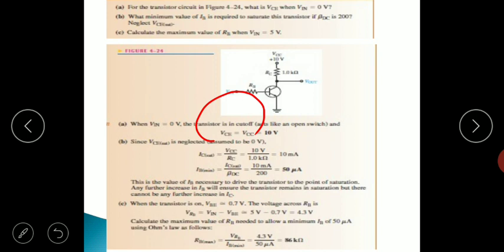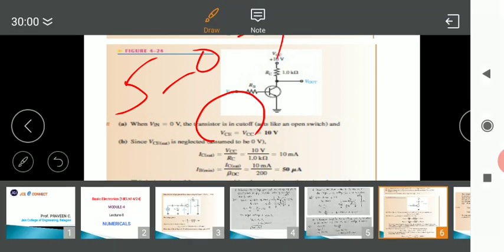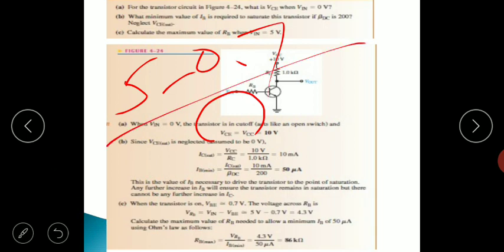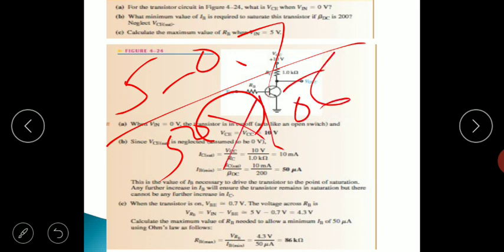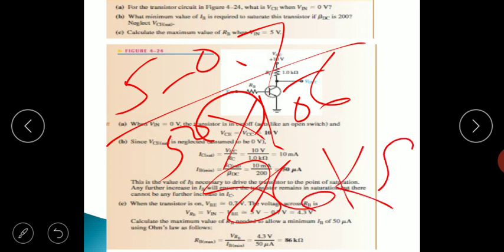So 5 minus 0.7 divided by 50 microampere. If you substitute these values, you get 5 minus 0.7 divided by 50 into 10 to the power minus 6. If you simplify this, you will get the value of RB required as 86 kilo ohms. Right? This is a very good example on transistor as a switch.